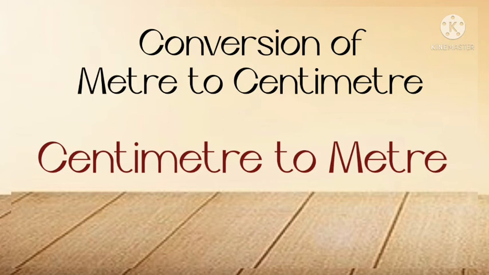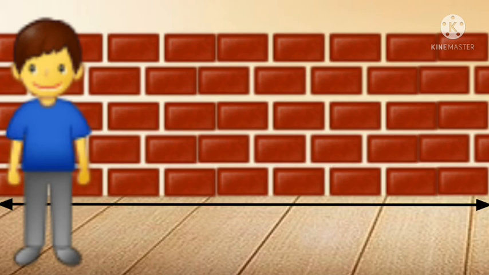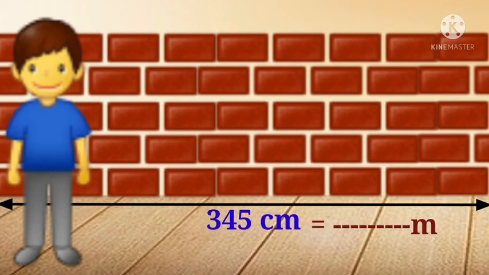Children, so far we have been learning the conversion of meter to centimeter. Now let's move on to the conversion of centimeter to meter. Let's help Rohan to solve a problem. Rohan measures the length of this wall and finds out that the measurement is 345 centimeters. He needs to convert this measurement into meters.